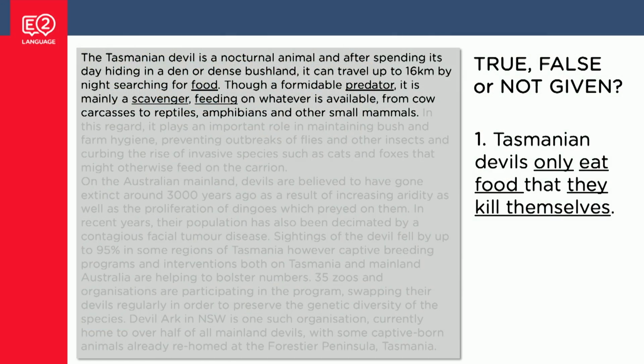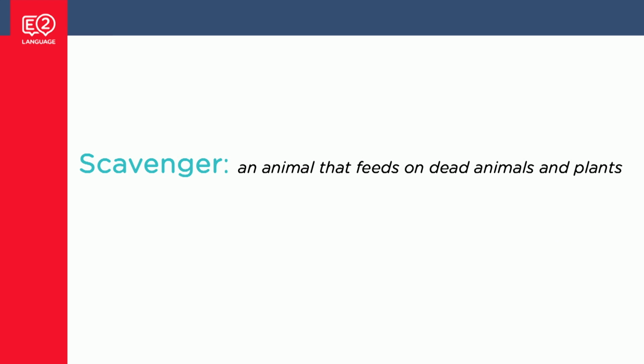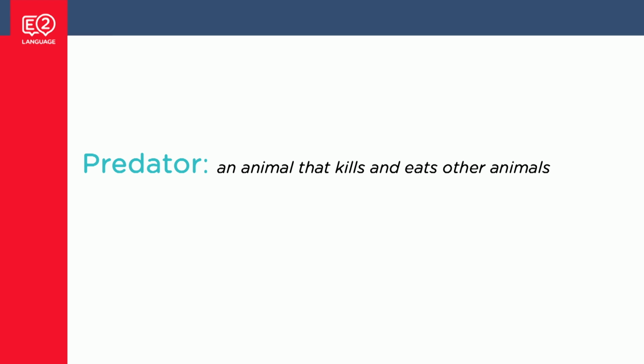So do Tasmanian devils only eat food that they kill themselves? That is the crucial question here. I know that they're a predator, but the text says they are mainly a scavenger. So this is false. And I know that this is false based on my understanding of the vocabulary. Scavenger is an animal that feeds on dead animals and plants. So it doesn't kill the animal, it just feeds on them. And a predator is an animal that kills and eats other animals.